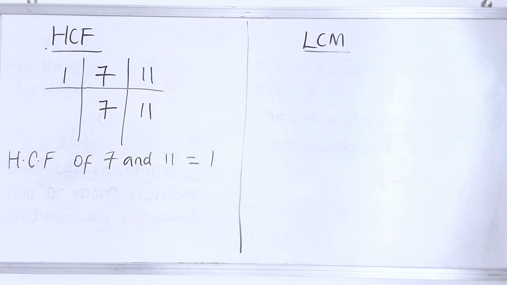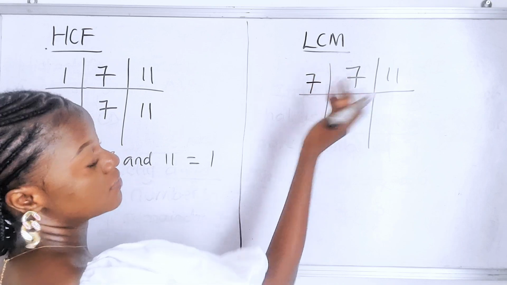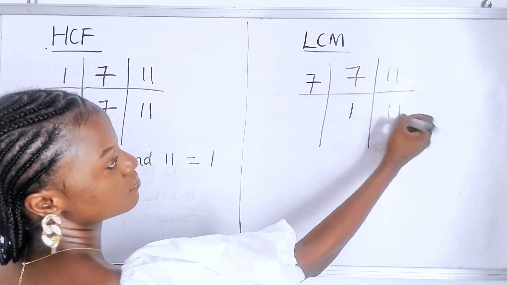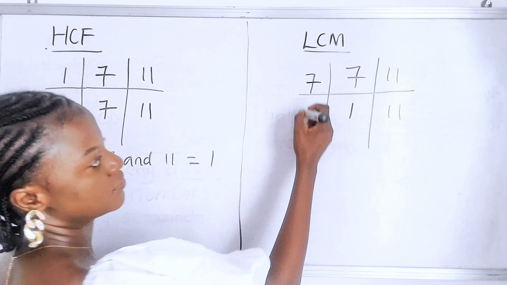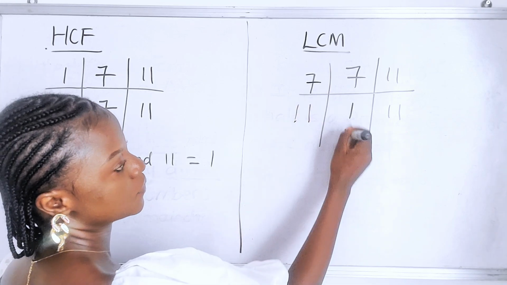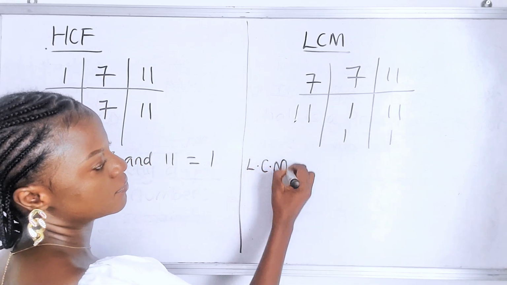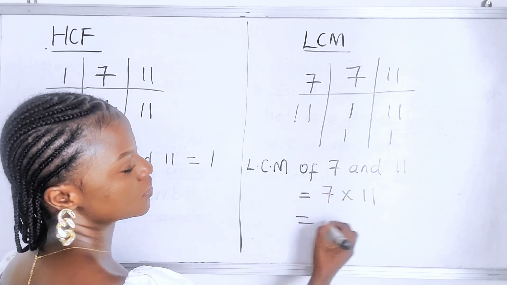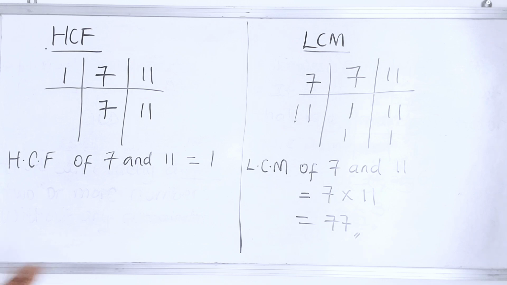Simple and straightforward, right? Now, what is the LCM? So 7 can go in 7. Only 7 can go in itself. That's 1. 7 in 11 is impossible, so it would have a remainder, so just write 11. So moving on, 11. 11 in 1, impossible, write 1. 11 in 11 is 1. 7 times 11, which is 77. Do you see the difference?